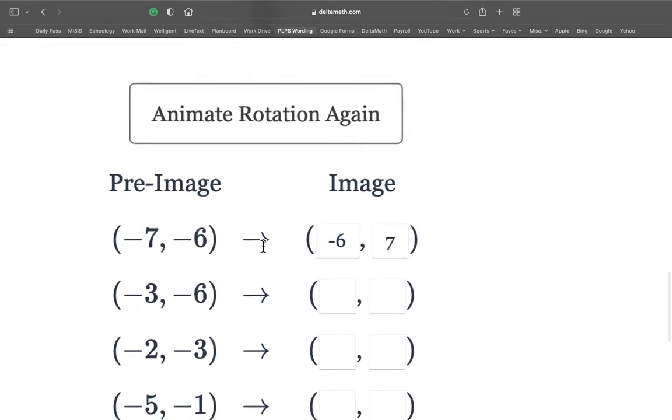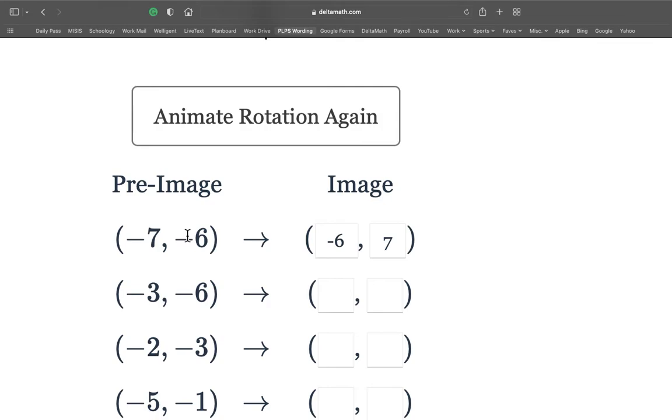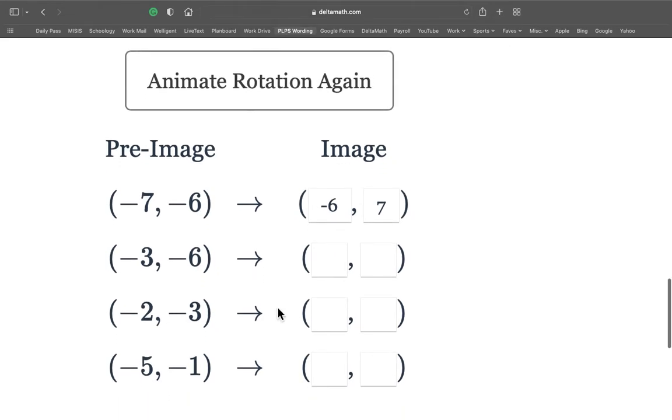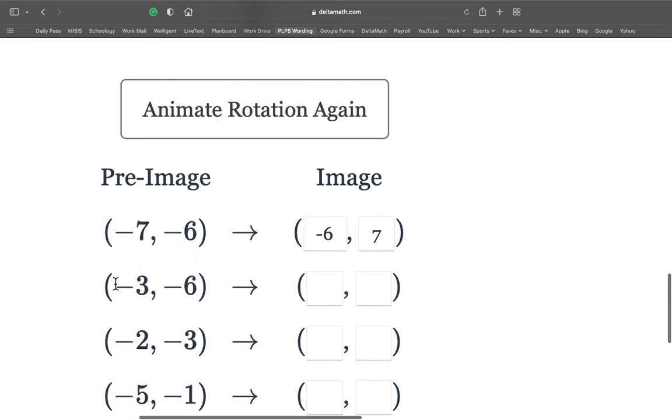So I kind of see a relationship here. Well, look, this is negative 6 and this is negative 6. But this was negative 7 and it changed to positive 7. So let's see. I have a feeling I might have found a pattern here, but let's see. Let me do this one first and see if my guess is correct.